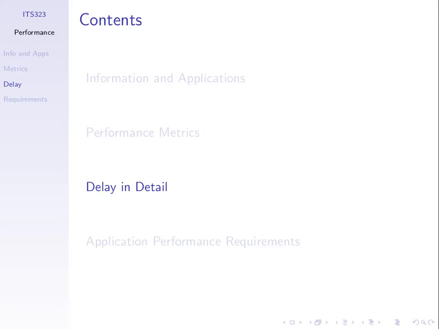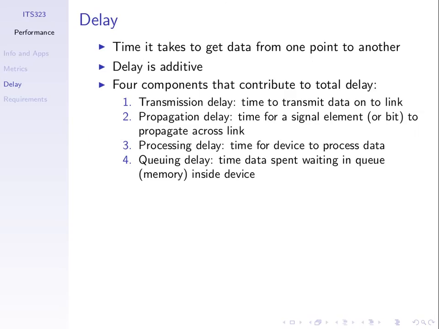So let's try and formalize that. Let's try to cover that concept with respect to computer communications. Delay is the time it takes to get from one point to another. Delay is additive. The total delay is the summation of the components, the delay of each step. We saw that in our example. It was the time to process, the line up, plus the time to transmit, plus the time to propagate.